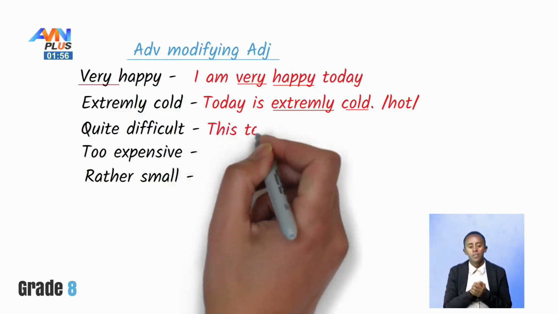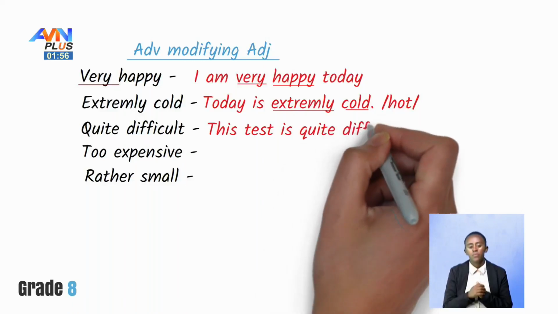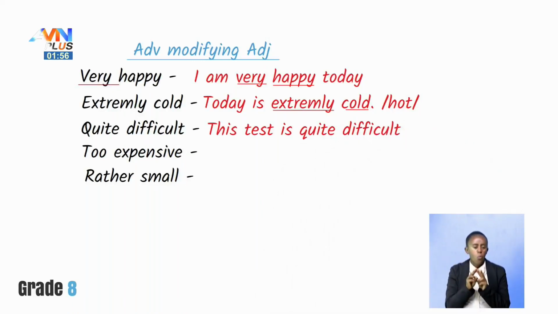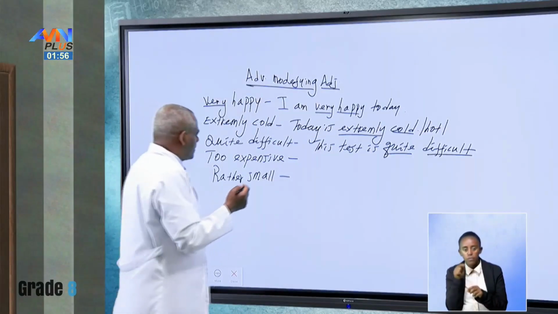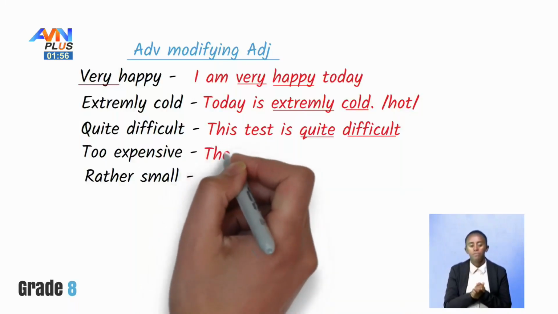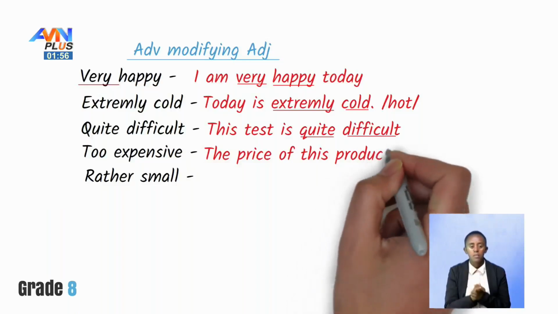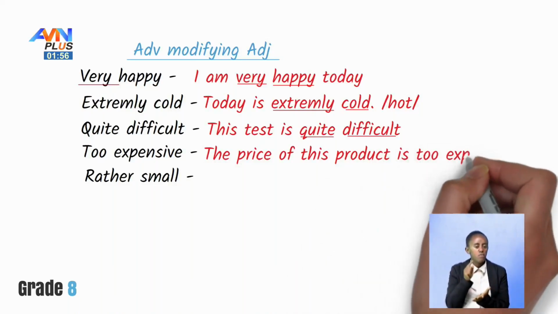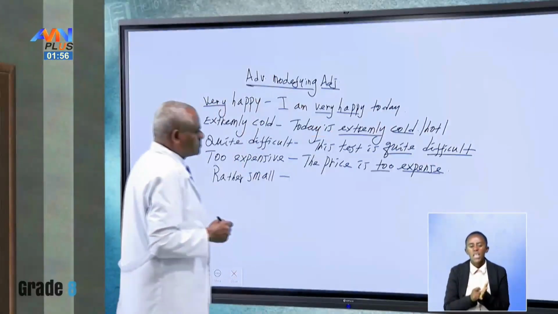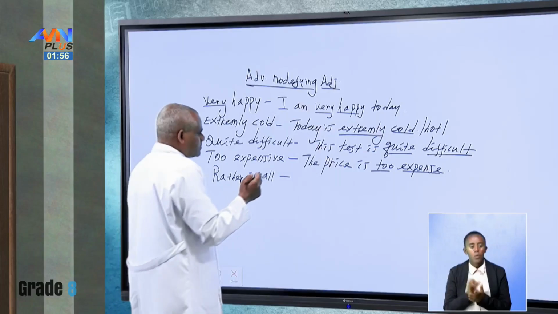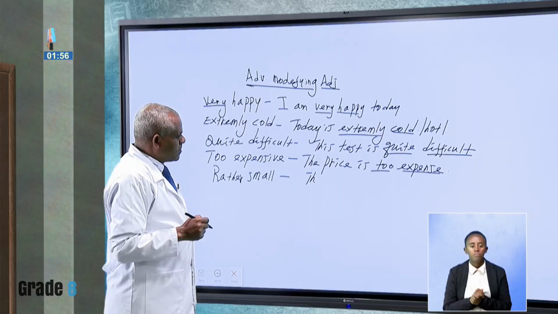This test is quite difficult. Here is an adjective. Here is an adverb. Okay. The price is too expensive, or the product is too expensive. Too expensive. Right? Okay.